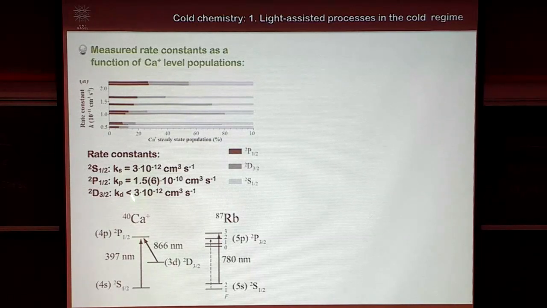And what we find is, if we change these populations and measure the rate constants, that especially the rate for reactions between calcium in the doublet P1/2 state with rubidium in its ground state dominates the kinetics that we observe in this experiment by 2 orders of magnitude. So what is going on here?